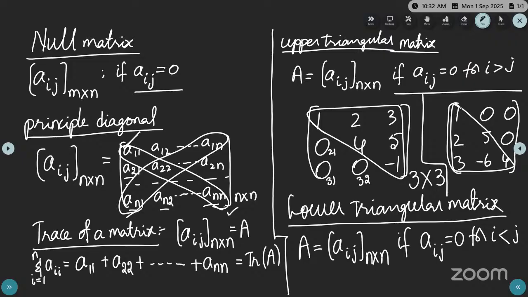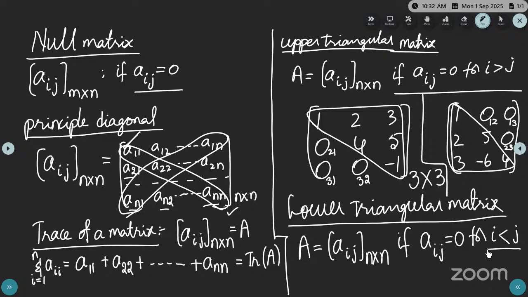We are having this 0 in the positions 1,2 and 1,3 and 2,3. The row position is less than the column position. That is a lower triangular matrix.